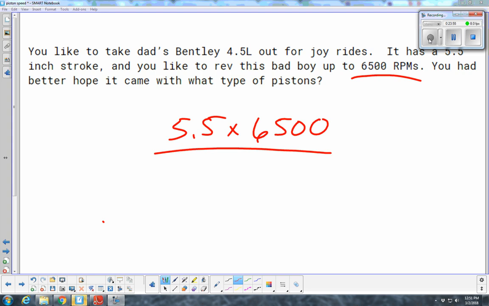5,958 feet per minute. So what kind of pistons better it have? Yeah, those hyper pistons. So it's got to have those pistons. Otherwise, I'm going to be melting Dad's Bentley, and he's not going to be happy at all. Okay, so that's how you do that one. It's pretty easy to do.